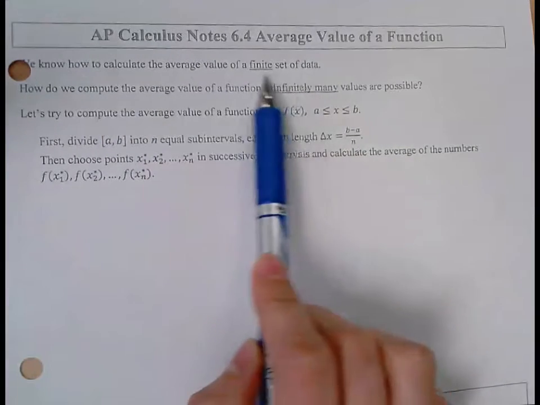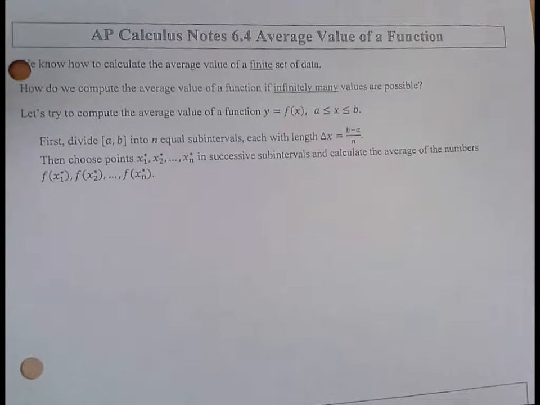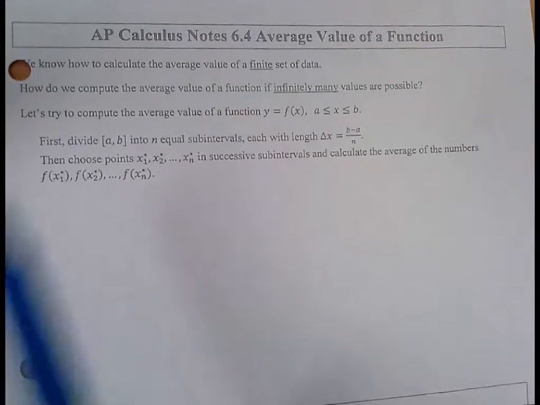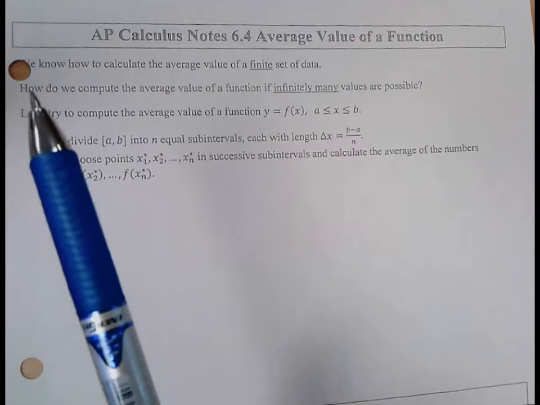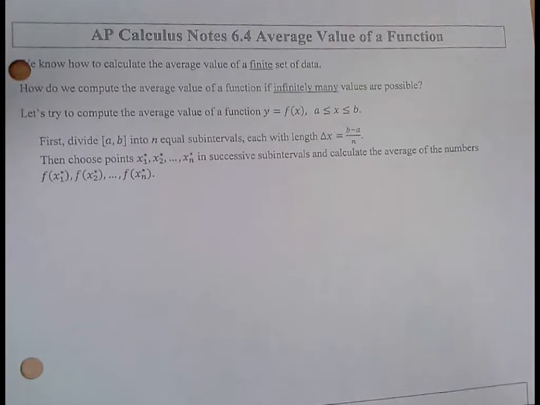If we had a finite set of data, we would know how to calculate the average. You would add all of your data together, divide by the number that you have. So if we had 5 numbers, add all 5, divide by 5, that's your average. What we run into when you have a function, even on a closed interval, is that you still have infinitely many values of your function in that interval. So how do you find the average value of a function if you have infinitely many values in your list?